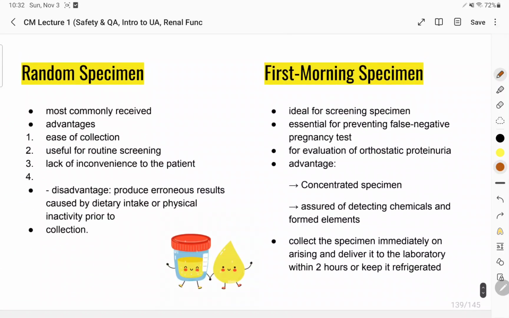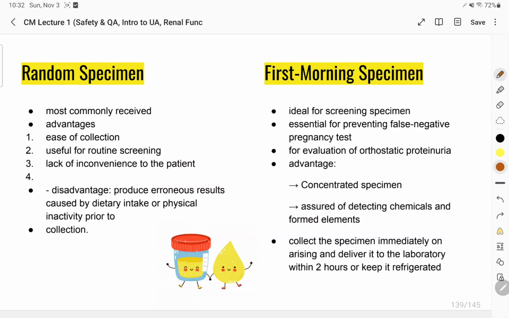So, we have random specimen, first morning specimen. So, there are several specimens here. So, random specimen, this is the most commonly received. Kuha na to sa laboratory. Random specimen and using the midstream clean catch method.